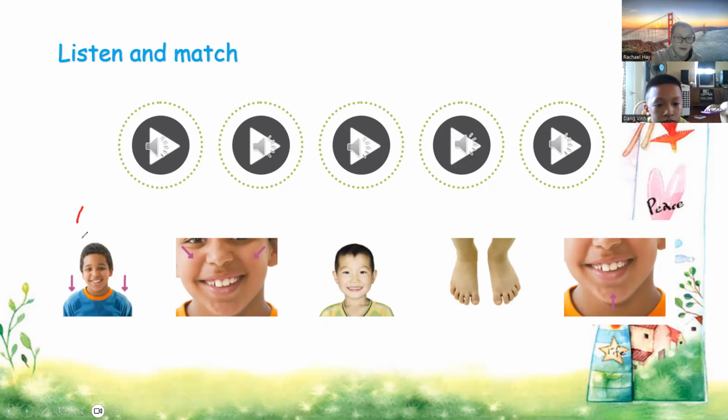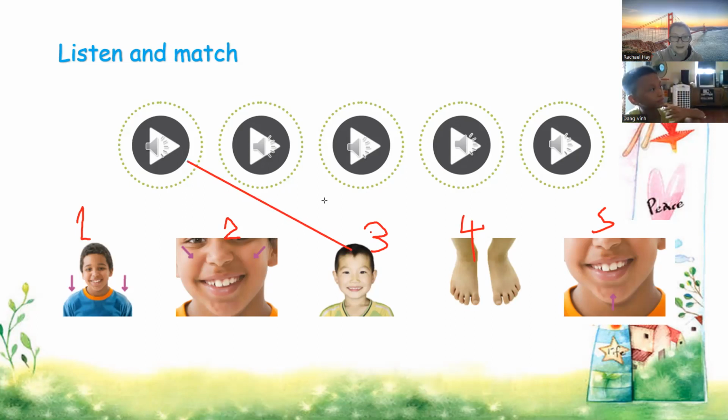Okay. So we have 1, 2, 3, 4, and 5. Okay, so let's listen. Are you ready to play? Yes. Okay, put your hand on your head. Okay. Like this? Yes. Where is head? Three. Okay. Now put your other hand next to your feet. Like this? Yes, very good. Oh, it's 4.